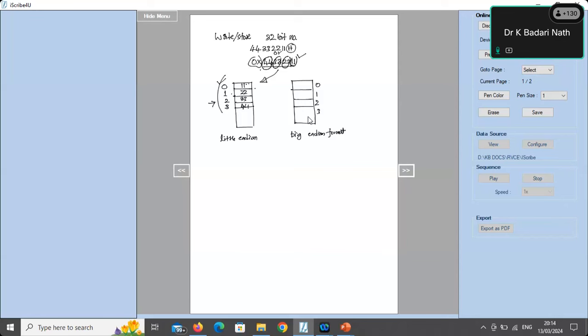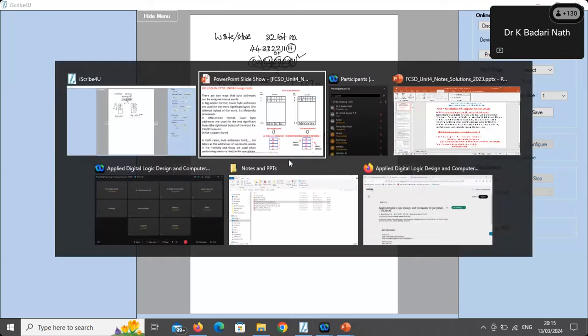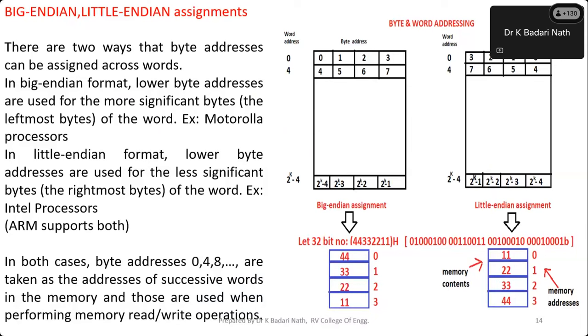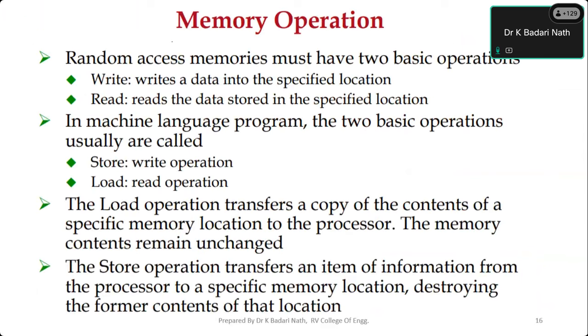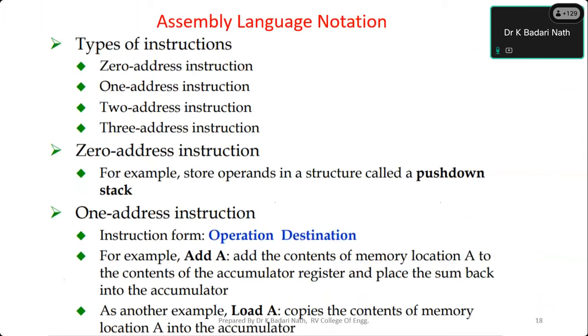If it's a Motorola processor, the number will be stored the other way. The most significant byte will be stored in the lowest address. That is, 44 will be stored here, then 33, then 22, and then 11. This format of storing is called little endian or big endian. This concept is used in the industry. The same thing has been indicated in this picture. Now we'll go to the types of instructions supported by the processor.